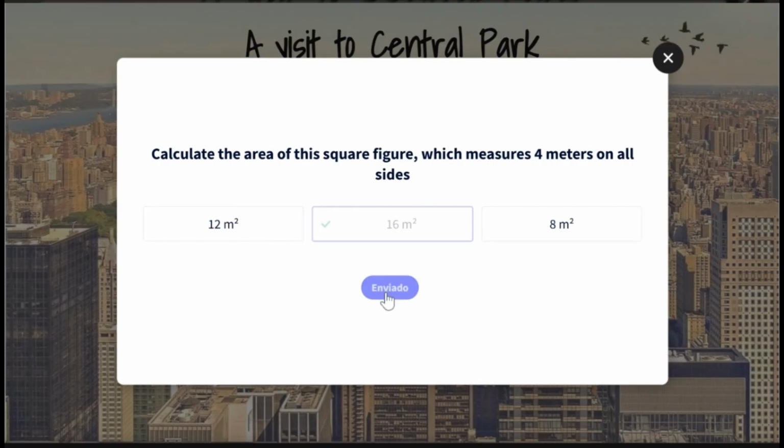After selecting your answer, click the Submit button. If the answer is correct, a checkmark appears. Click Close and move on to the next one.